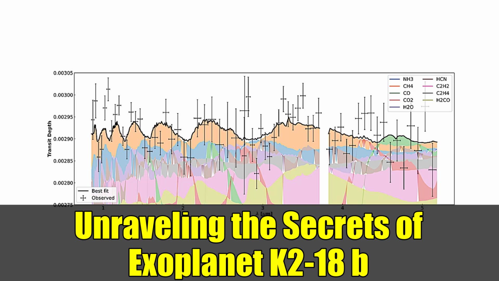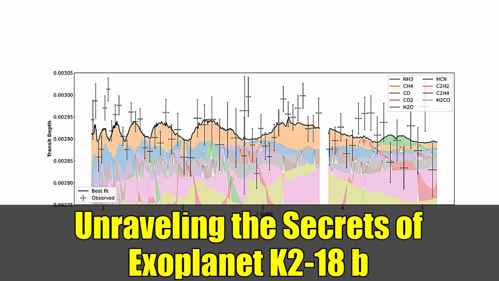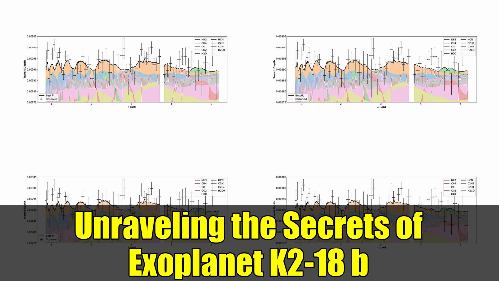Unraveling the Secrets of Exoplanet K2-18b. The quest to find habitable Earth-like exoplanets is fraught with significant observational hurdles, primarily due to their diminutive size and the faintness of their signals.